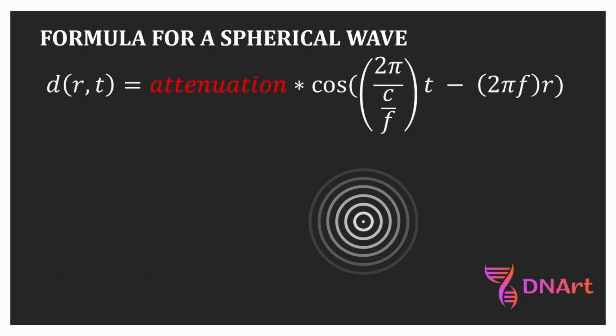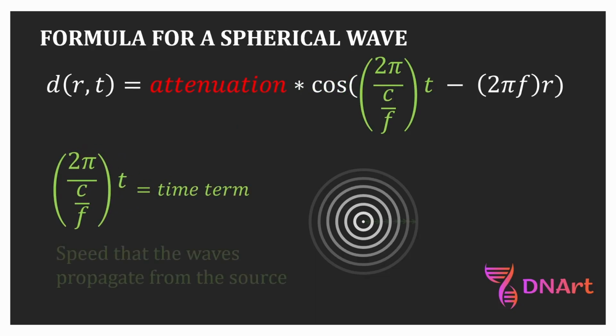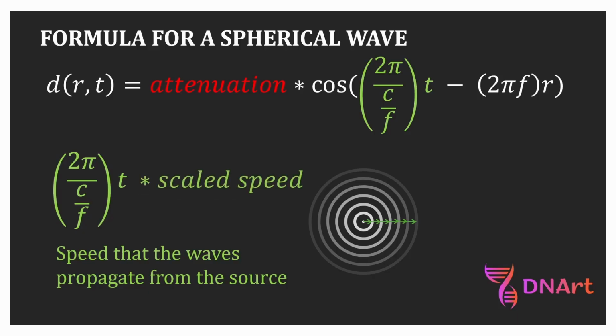Now for the second part within the cosine here, I'm going to pull this down, and this is going to be our time term. This time term tells us how fast the waves should propagate from the source. In this case, since we have the speed set at 340, this is fixed, but we're also going to multiply this by a scaled speed parameter. That way we can control the speed that the waves actually propagate outwards, so we don't have it be either horribly slow or blindingly fast. So that is our time term, and I'm going to sub that back into the equation.